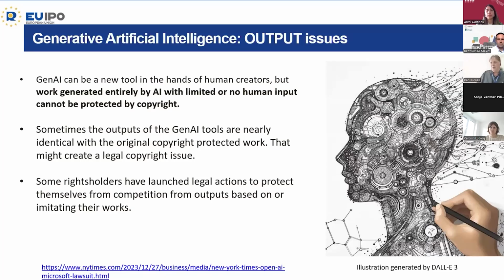The other issues are linked to the outputs. At this moment, work generated by AI tools with limited or no human input cannot be protected by copyright. For example, this picture on the right is created by an AI tool. Anybody can use it, and it can be copied and used without any limitation because it doesn't have copyright protection. Another problem is that sometimes generative AI tools are creating outputs which are very close to the authentic products. And that's why there are, once again, a lot of lawsuits going on, which we are following.